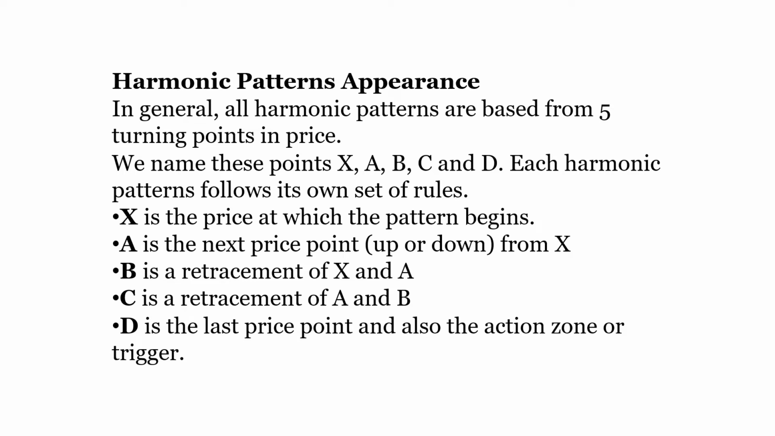Each harmonic pattern follows its own set of rules, but the basic ones are: X is the price at which the pattern begins, A is the next price point from X, B is a retracement of X and A, C is a retracement of A and B, and D is the last price point, and also the action or trigger. Behind you is an example of a harmonic chart pattern, and the one behind you is the ABCD price pattern.